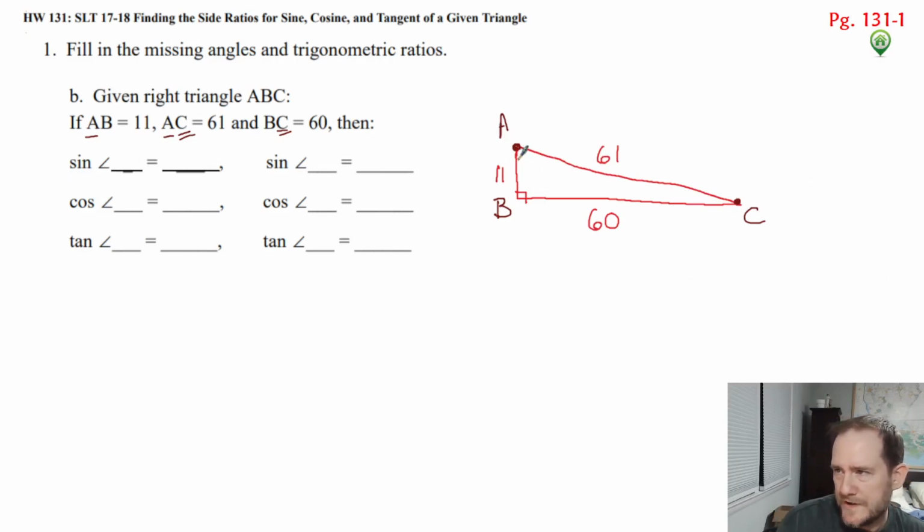My two acute angles are A and C. So we want the sine of angle A, cosine of angle A, tangent of angle A, sine of angle C, cosine of angle C, tangent of angle C. And then all of these fractions: sine of A, if you're looking at A, then opposite over hypotenuse would be 60 over 61. And cosine of A would be 11 over 61. And tangent of A would be 60 over 11.